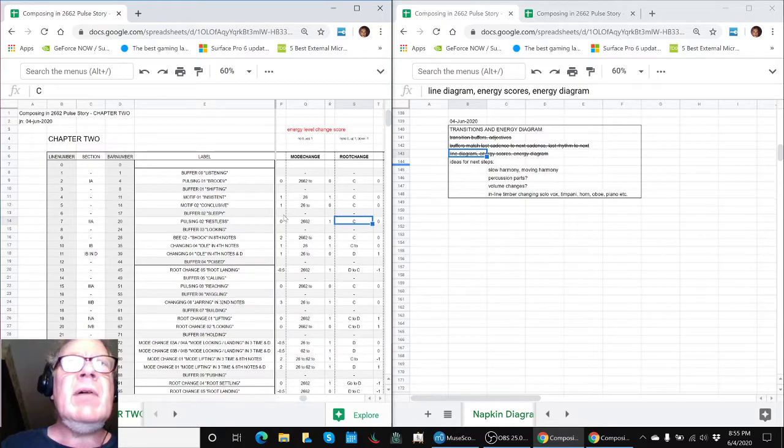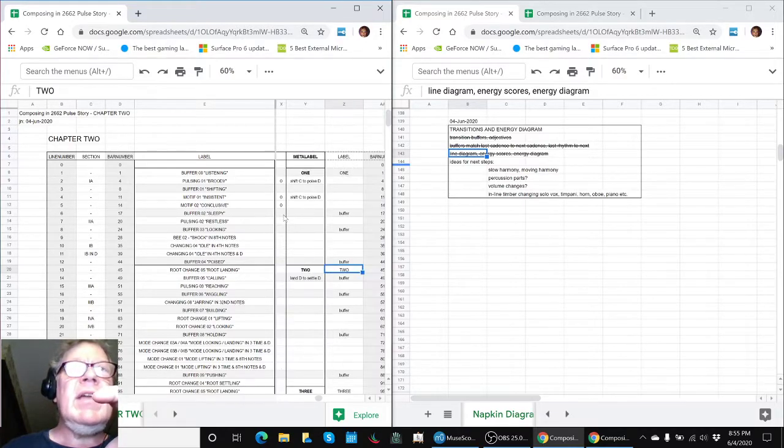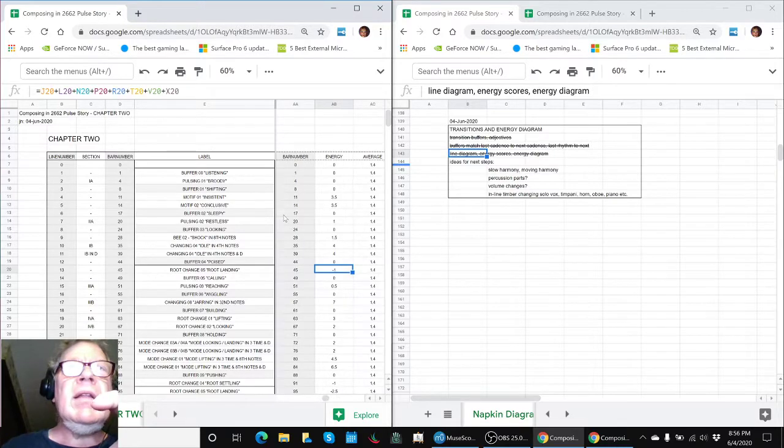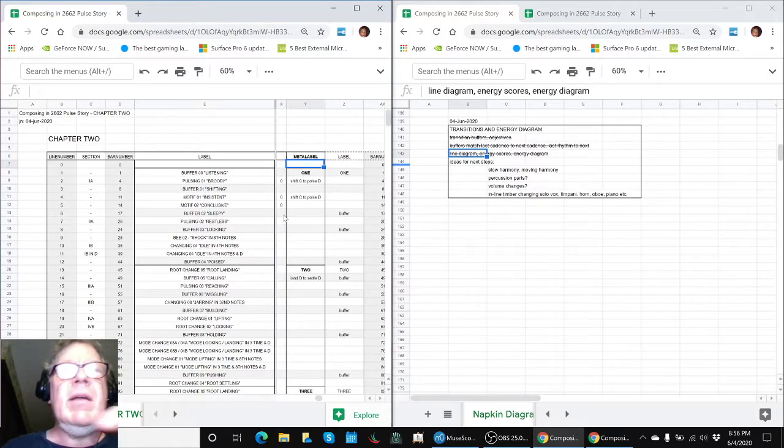Then we talked about, are there changes? And every time there's a mode change, like from full tonality to minor, we just said, boom, there's a change. And is there a change in the root? If it moves up from C to D, we gave it a 1. If it comes down from D to C, we gave it a minus 1. And like that, everything has been given an energy score. And the energy's over here. These are the energy scores. And we did a little fun diagram that looks like this.